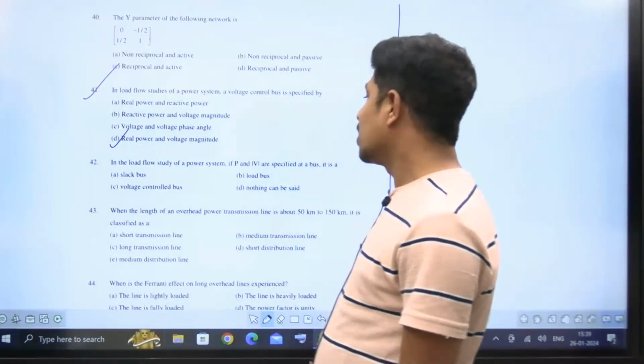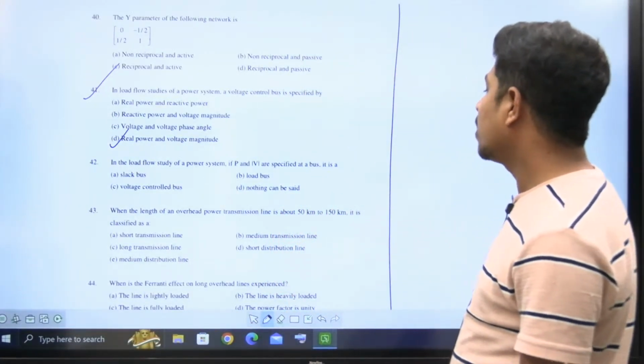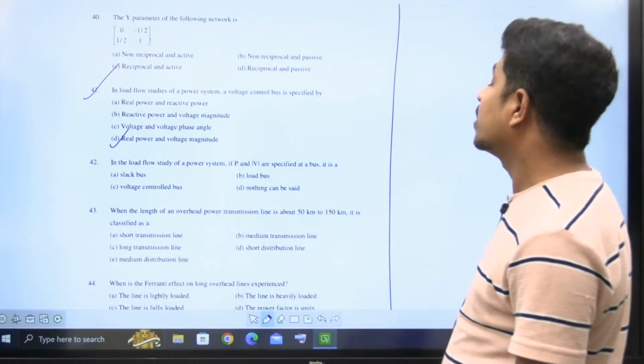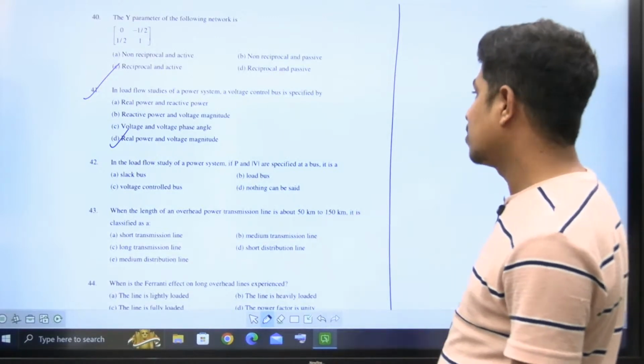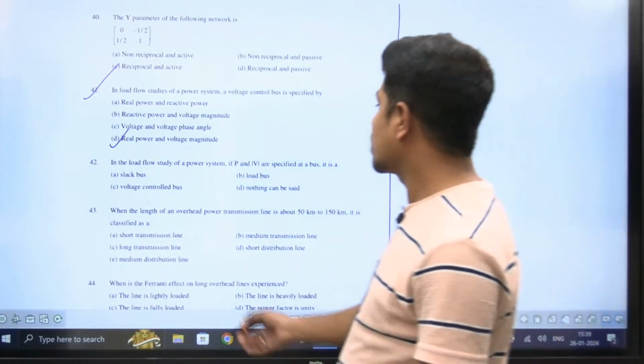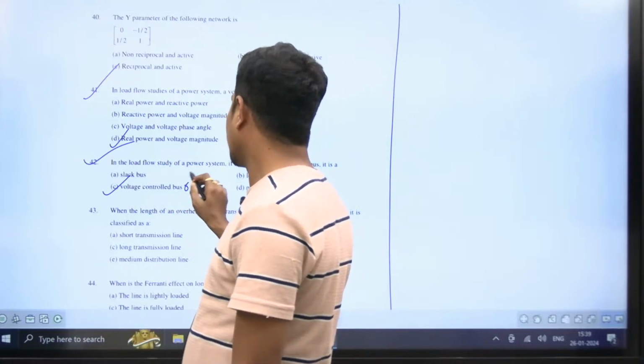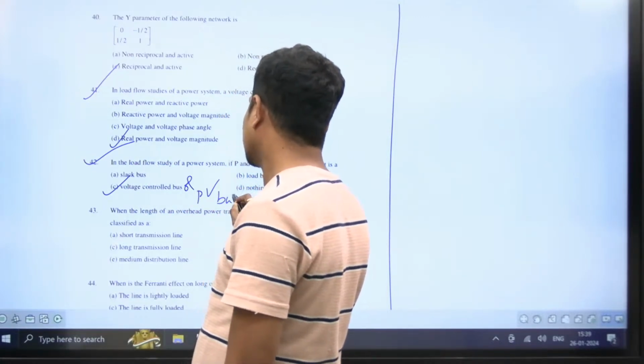Option is D. In the load flow study of a power system, if P and mod V are specified at a bus, it is called, the same question as that of 41, a voltage controlled bus or PV bus, right?